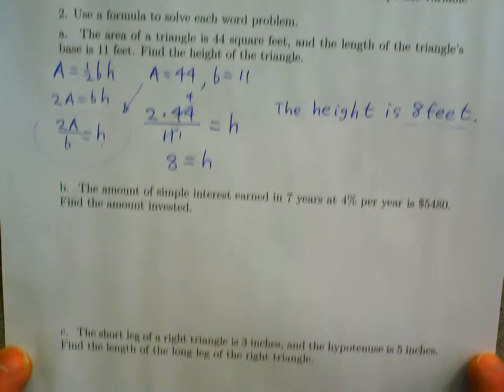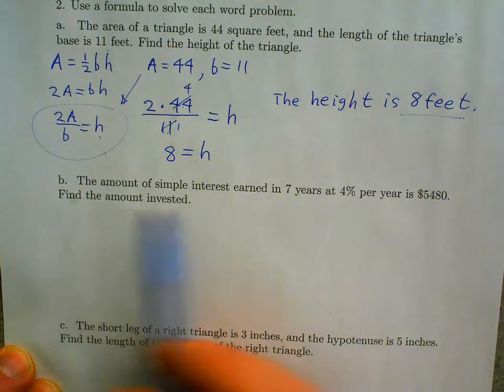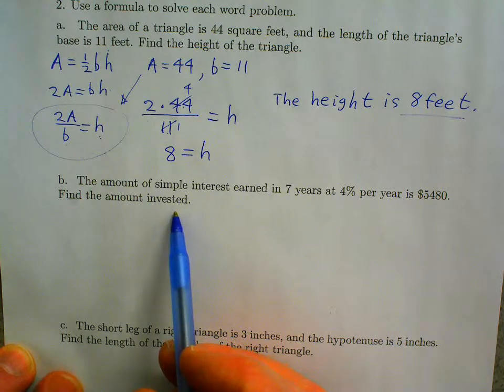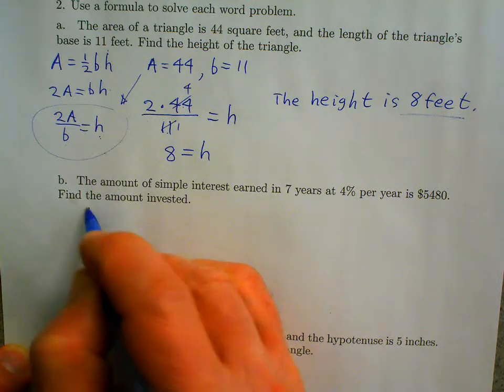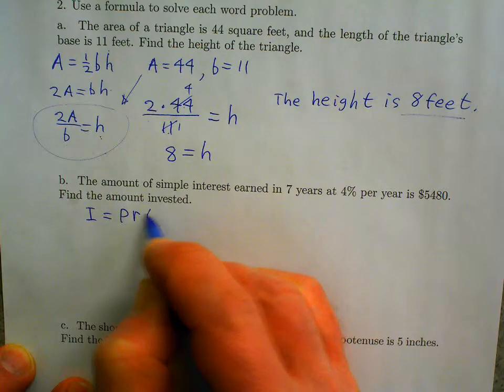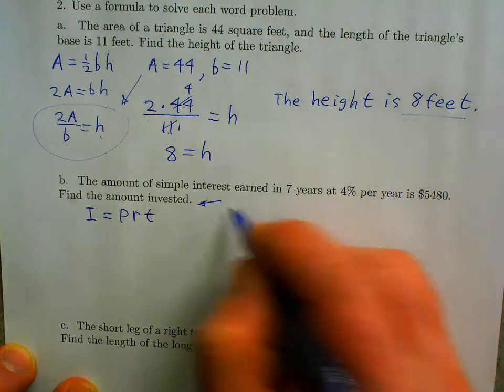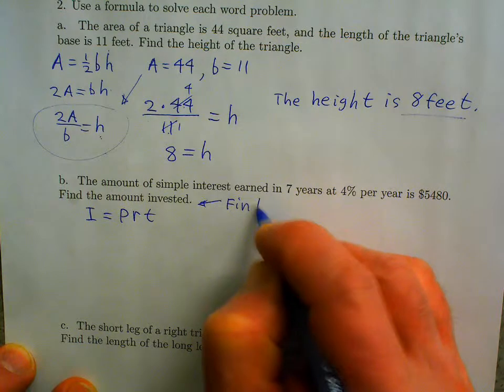Part B: the amount of simple interest earned in 7 years at 4% per year is $5,480. Find the amount invested. Okay, the simple interest formula is capital I equals capital P times R times T. So to find the amount invested, that means we want to find the principal P.